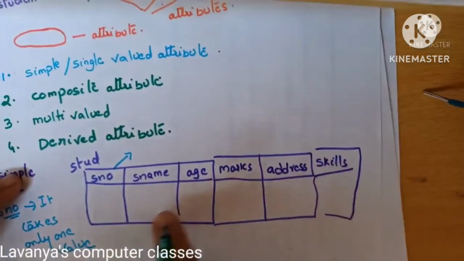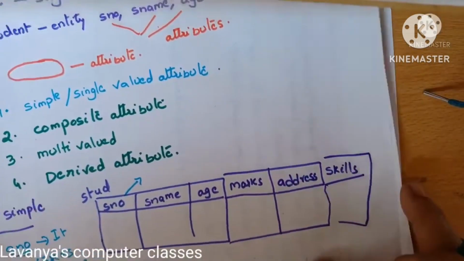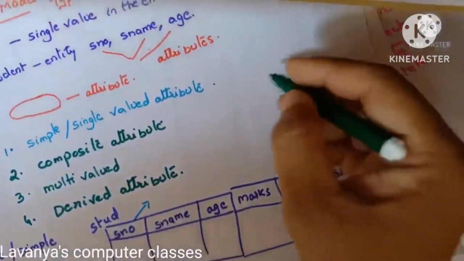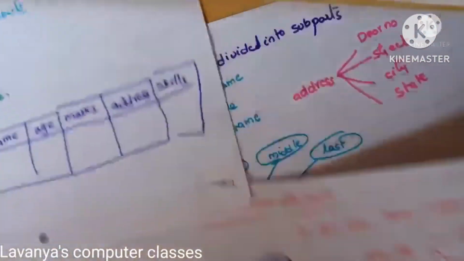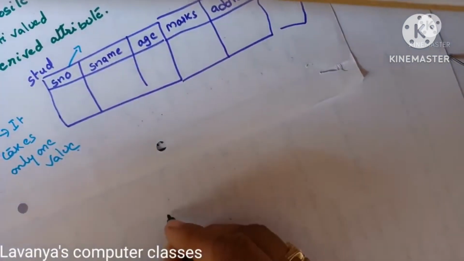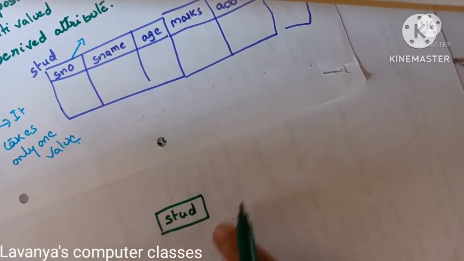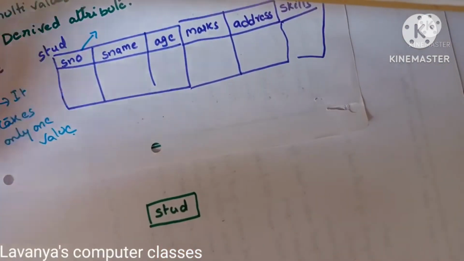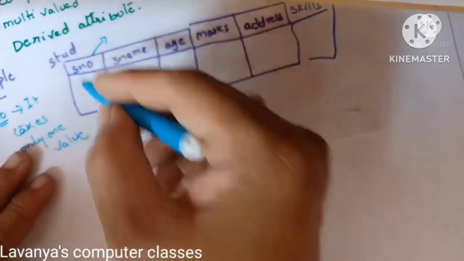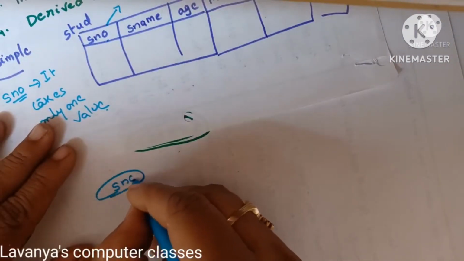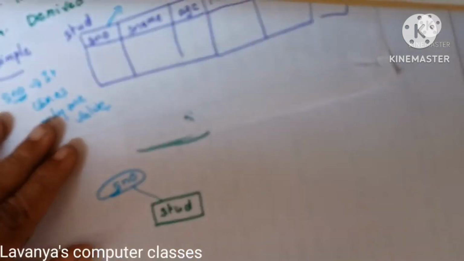Now I will give one example. Previously I took an example of a student entity set with attributes serial number, S name, age, marks, address and skills. Now take this example and I am drawing the ER diagram for this. First, student is an entity set. For an entity set the symbol is a rectangle. Take one rectangle and inside the rectangle write the name of the entity set, student. In this, the first field serial number is a single-valued attribute. Single-valued attribute means one simple ellipse is enough.